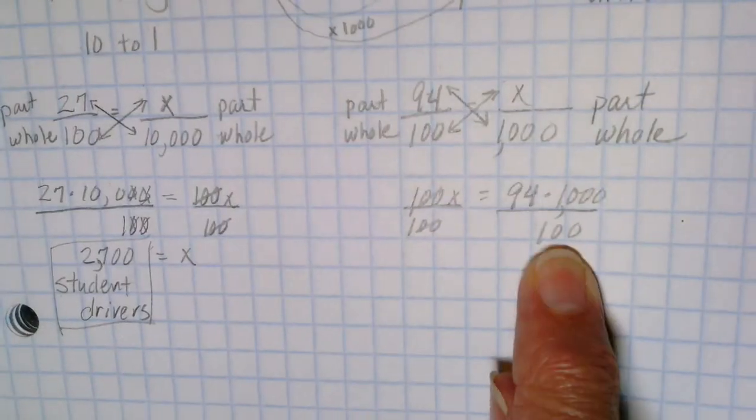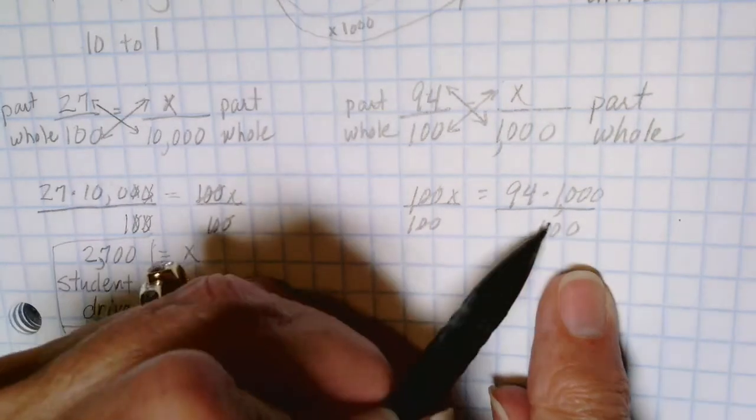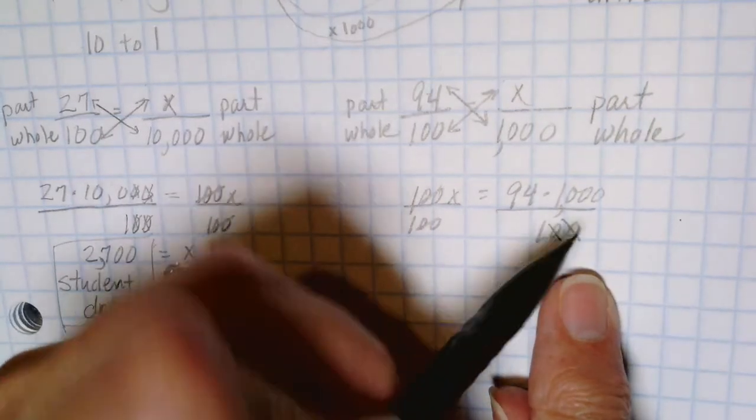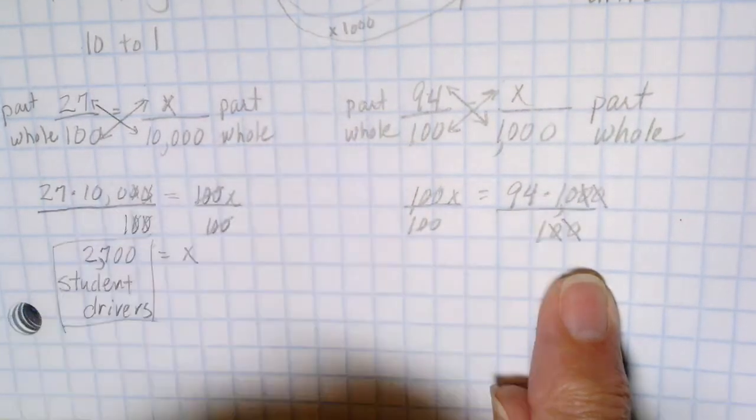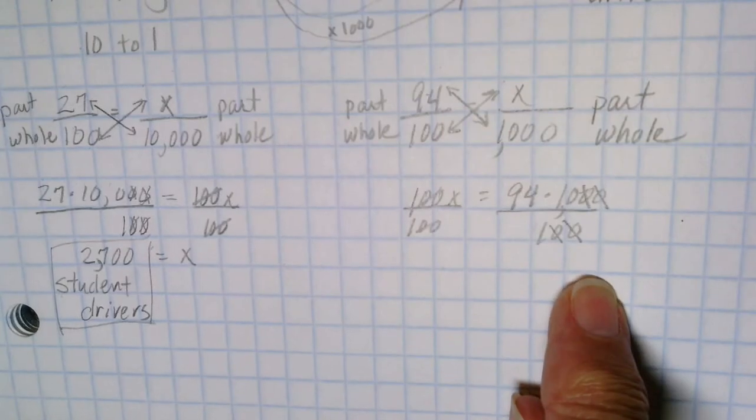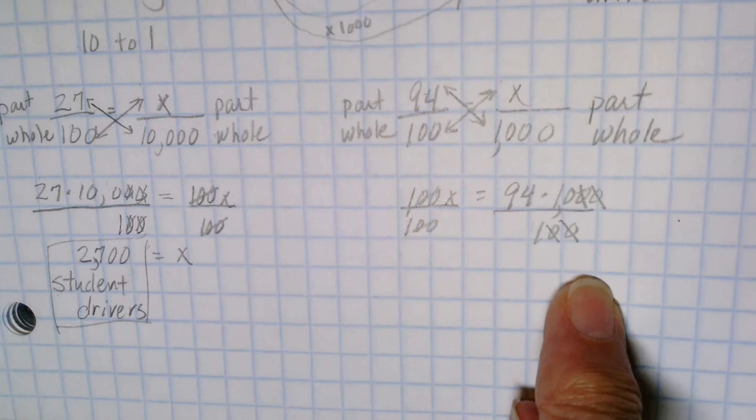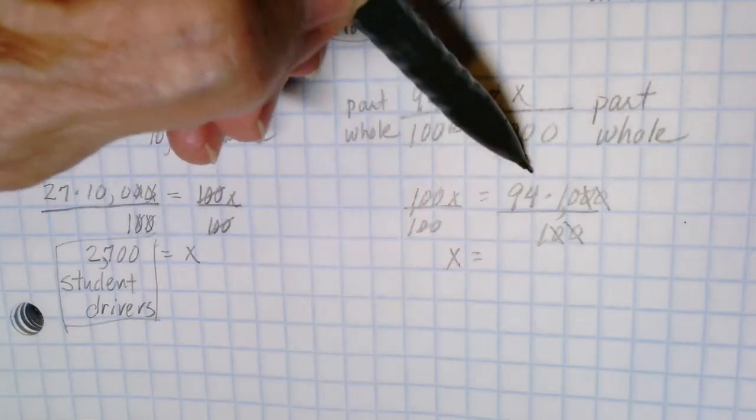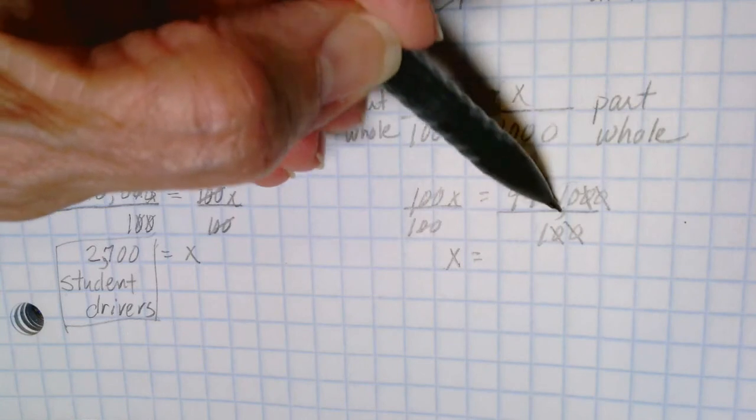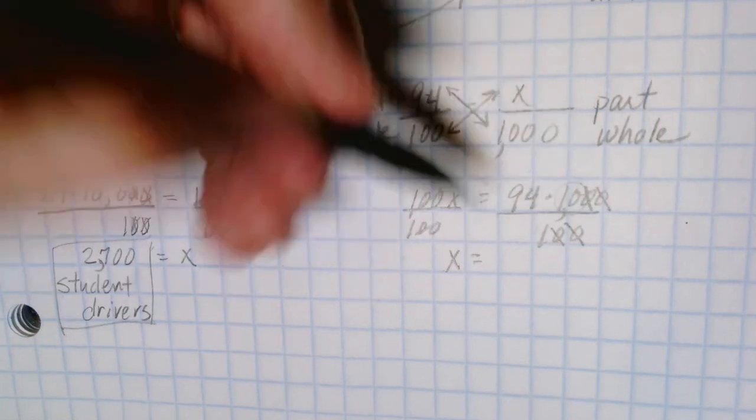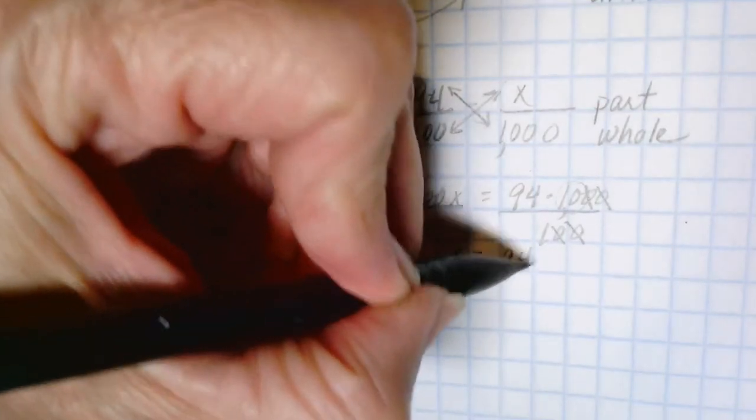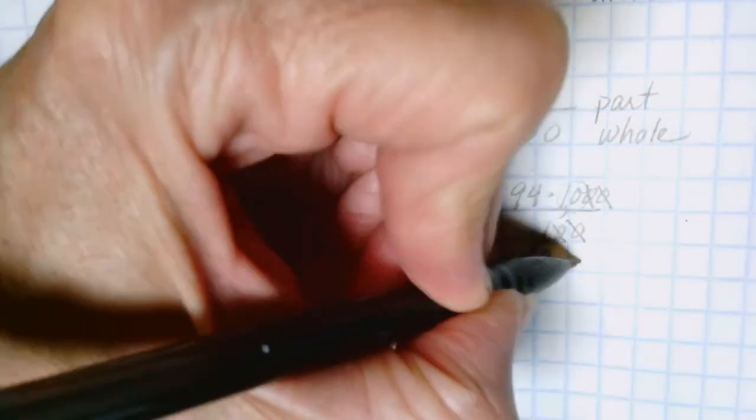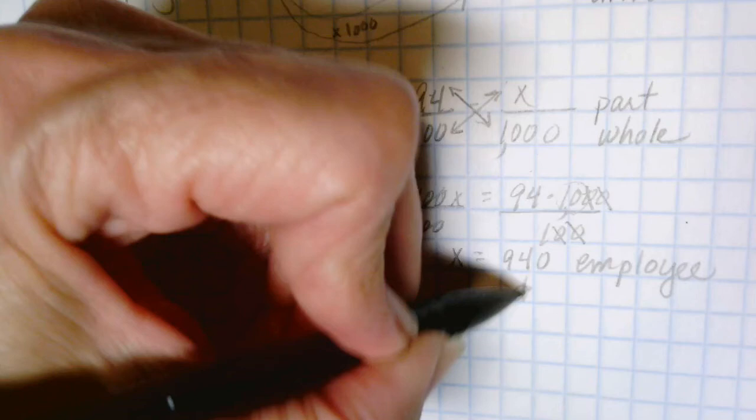This is my smaller number. I have 2 zeros there. I can cancel those 2 zeros out and those 2 zeros out. That's dividing by 100. So my x is equal to 94 times 10. 94 times 10 is 940 employee drivers.